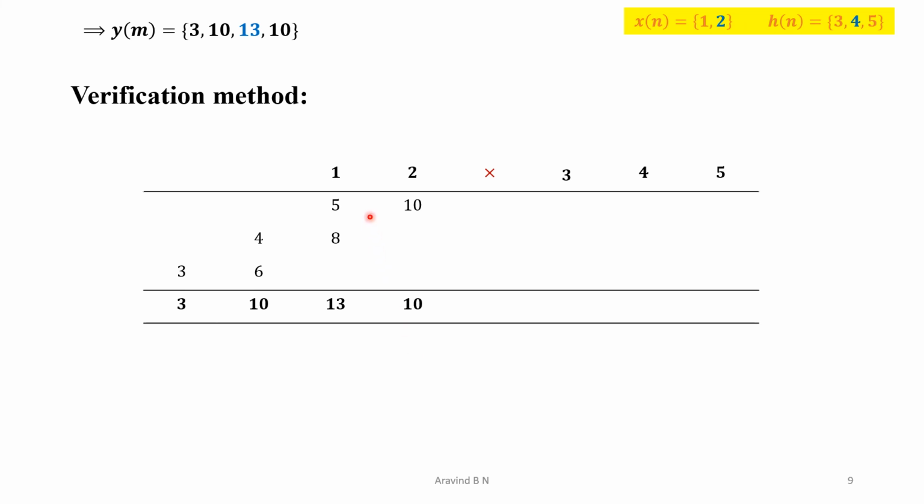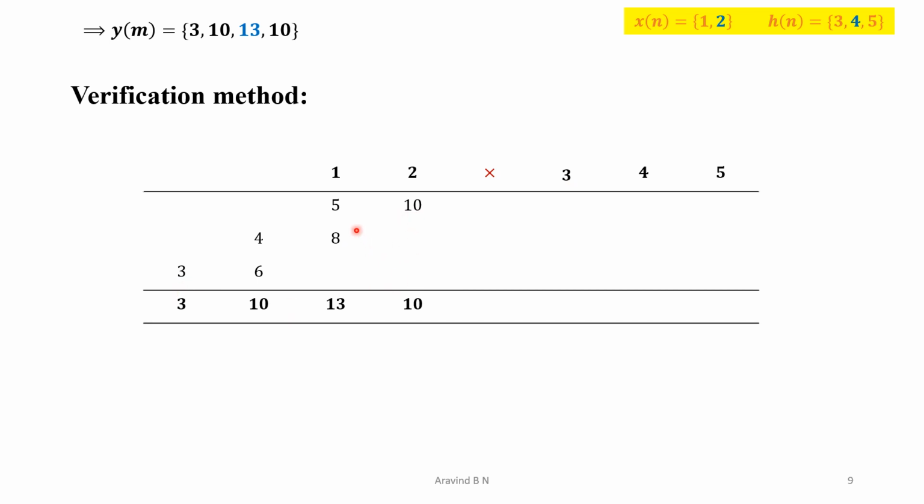So same values I'm going to take. So x of n, and this is the h of n value. So 1, 2, multiplication symbol, 3, 4, 5. So we are going to perform a regular multiplication. So that is, I'm taking 5. 5 into 2, it is 10. Then 5 into 1, it is 5. Then take 4. 4 into 2, it is 8. Then 4 into 1, it is 4. Then take 3. 3 into 2, it is 6. Then 3 into 1, it is 3. Now sum all these things.